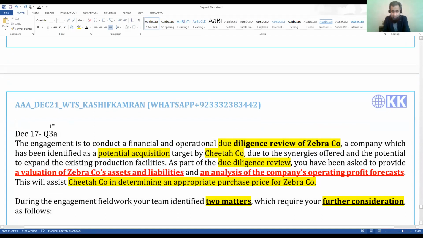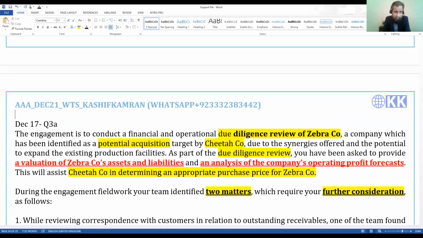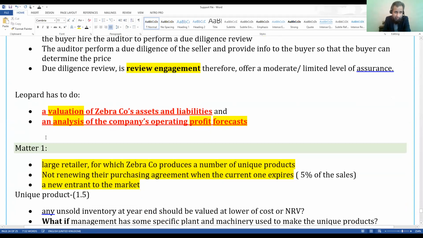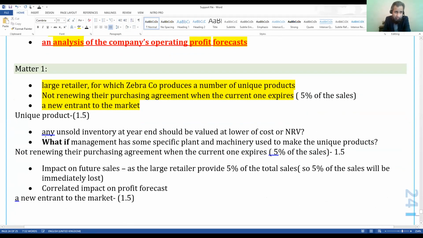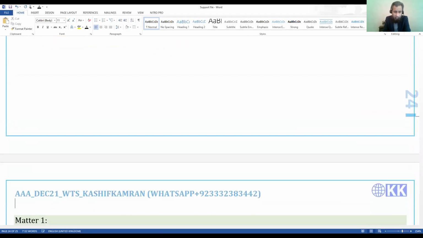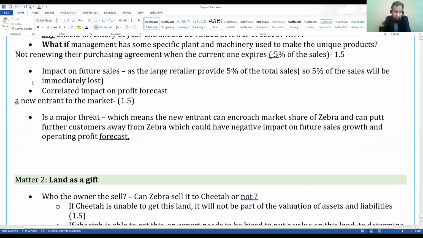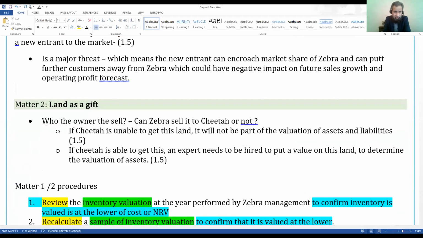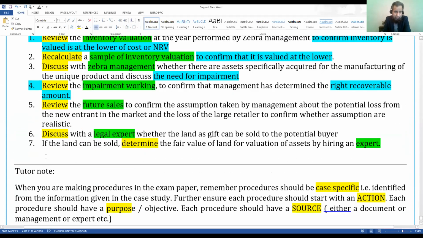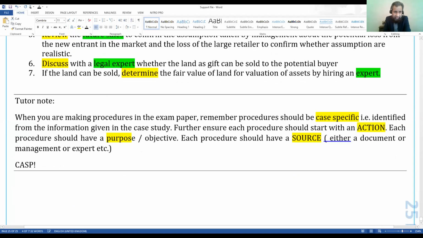After requirements, we read the case for due diligence, December 17, question number 3A. We found knowledge about due diligence. We found what Leopard has to do. We plotted the meta 1. Let me take the meta 1 to the next page. We plotted the meta 1. We plotted the meta 2. Then we found procedures for meta 1 and meta 2. And then I gave you some good tutor notes at the end, right?